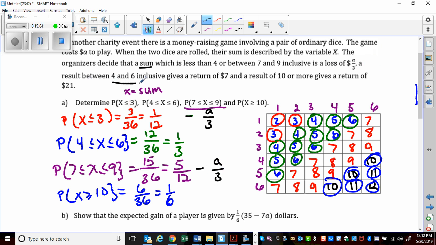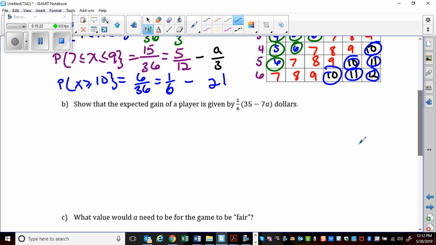And it says a result between 4 and 6 gives a return of $7. So this one is $7. And a result of 10 or more gives a return of 21. So 10 or more is 21. This one is 21. And we're going to use our formula where we're saying y is the gain.